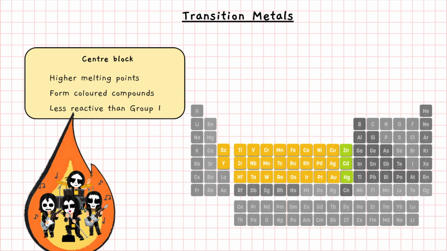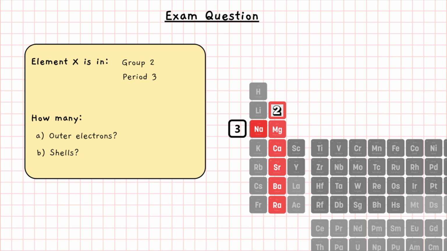Now let's test whether you actually understood any of this. Let's apply this properly. Element X is in Group 2 and period 3. They'll ask you something like this. How many outer electrons? How many shells? Now remember the rule. Group tells you outer electrons. Period tells you shells. So if it's in Group 2, it has 2 outer electrons. And if it's in period 3, it has 3 shells.